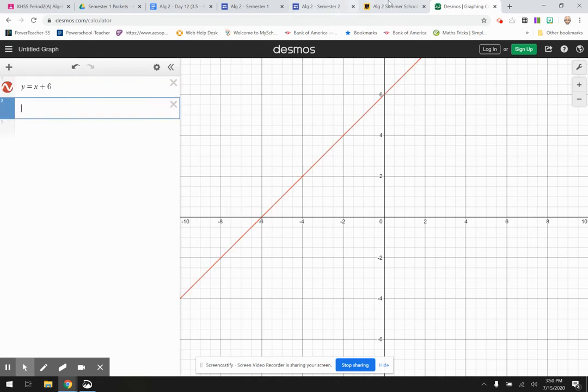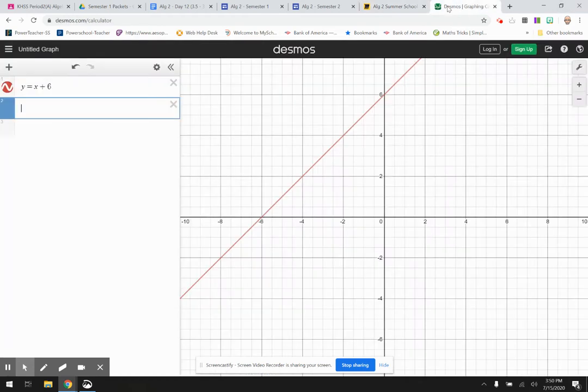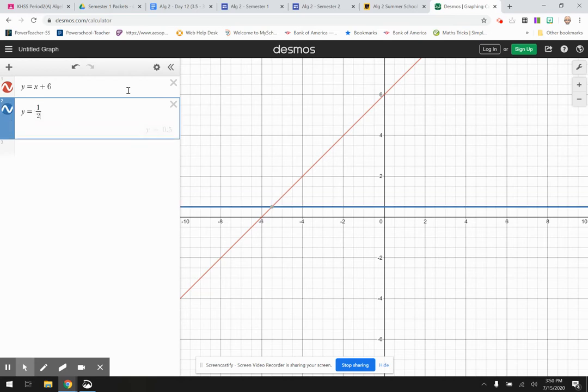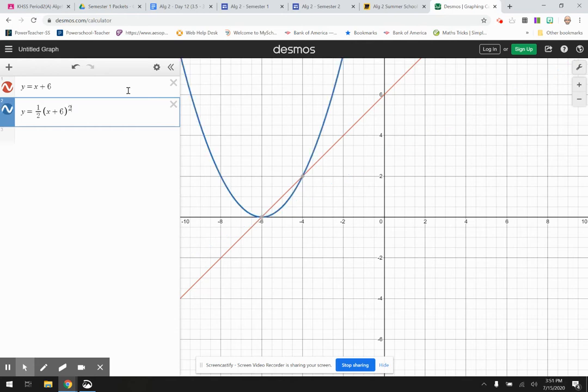Your second equation is 1/2 (x plus 6) squared. So y equals 1/2, so 1 over 2, 1/2, and then use the right arrow and then hit a parentheses, x plus 6, close parentheses, hit the shift and the 6 to get to the up arrow, and hit a 2. And there is your equation for that one.